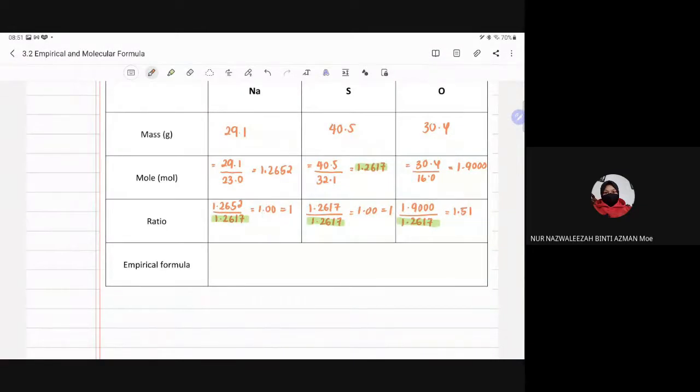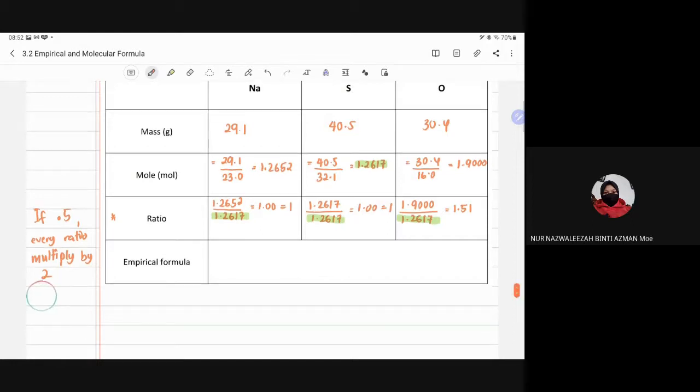Jadi kalau kita nampak, this is where it is important. Kalau kita nampak, if 0.5, okay, every ratio multiply by 2. Kenapa 2? Kenapa kita kena 2? Sebab ini kalau dalam bentuk pecahan, 1.5 adalah dia sama dengan 3/2. Jadi kita nak hilangkan per 2 dekat bawah ni, kita akan darab 2.